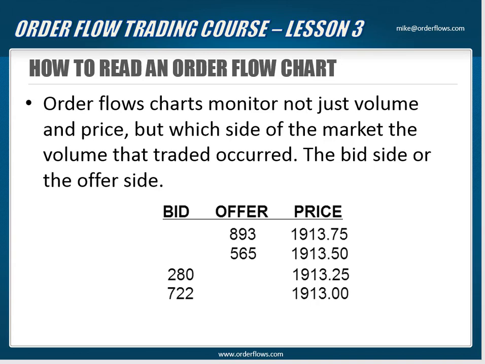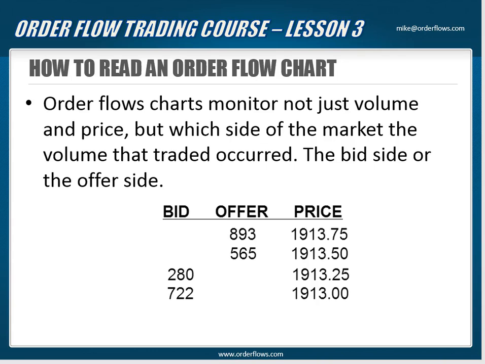So here you see a picture of the market depth. You see there's 280 on the bid, there's 565 on the offer. The market is currently bid 913.25. It's currently offered at 913.5. Below the bid at 913 even, there's 722 lots. Above the offer at 913.75, there's 893 lots.